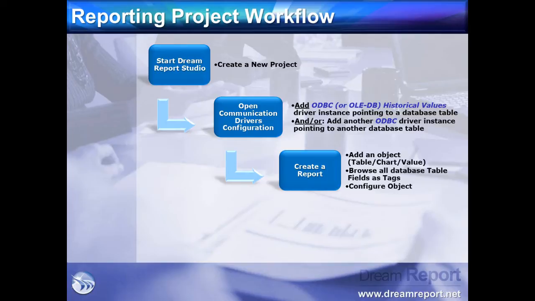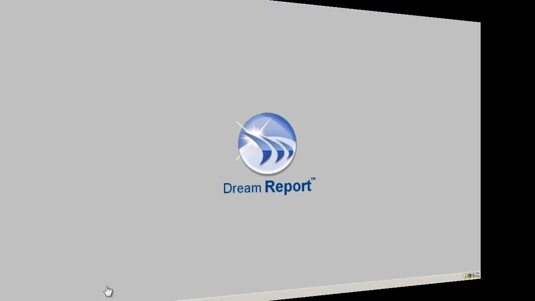At this point, we're ready to create a new report. We can drop any kind of tabular, chart, or calculation object on the report and browse the fields in the table, which will be presented as tags for use in the object. After configuring the object, we're ready to start Dream Report's runtime engine and generate the report.